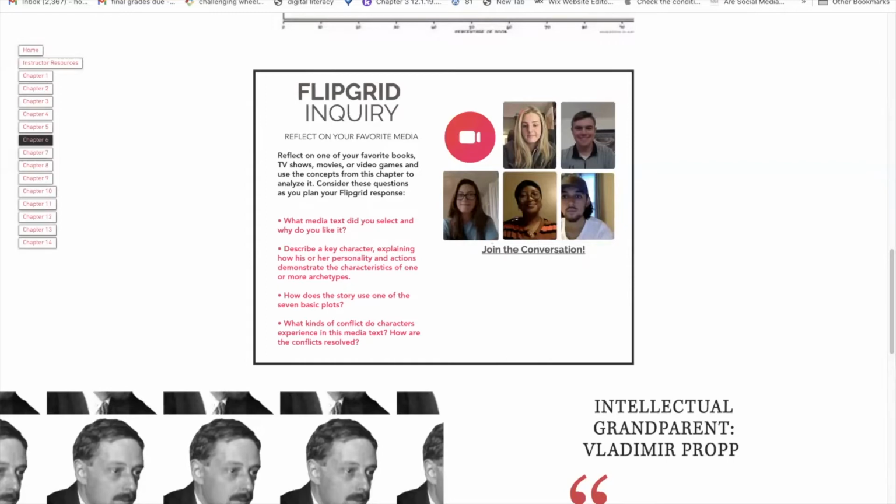Learning about the 7 basic plots is an important thing that I focus on in this chapter, to recognize how stories have structure, actually kind of universal structure, even though there are millions of stories. There are some basic structures that apply to most stories that we tell. And thinking a little bit about the role of conflict in storytelling.